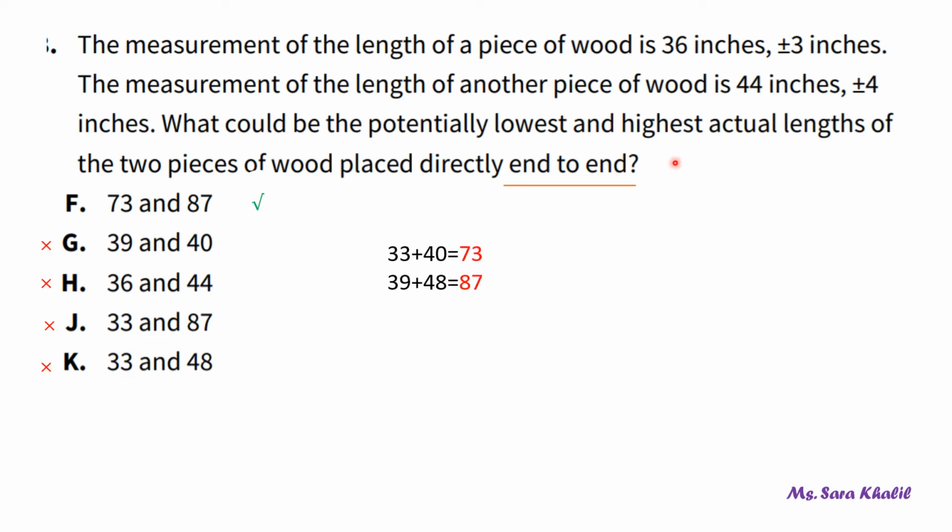The minimum of the 36 is going to be 33. The minimum of the 44 is going to be 40. So placing them beside each other, the minimum length is 73. And 39 is the maximum length for this piece, and 48 is the maximum length for this piece. So placing them beside each other will give me 87, and so that's why the answer is F. Try to make sense of the answers quickly because here it's not just about steps, it's about smartness and fastness.